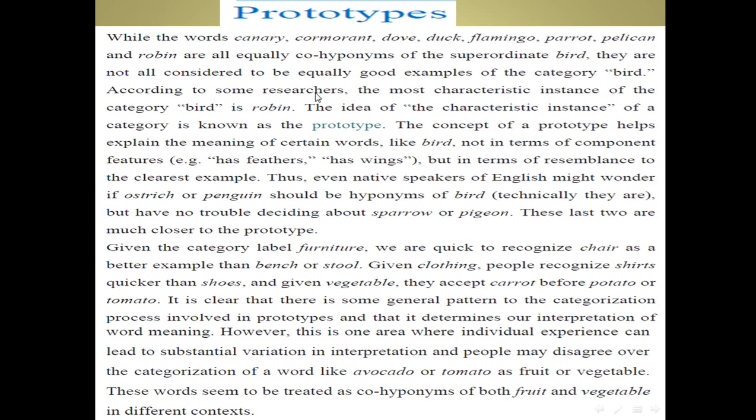According to some researchers, the most characteristic instance of the category bird is robin. Robin is 100% a category of a bird, right? The idea of the characteristic instance of a category is known as the prototype. The 100% characteristics or features of something, that's what we call prototype.